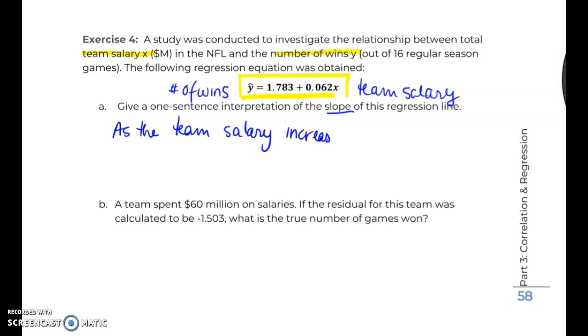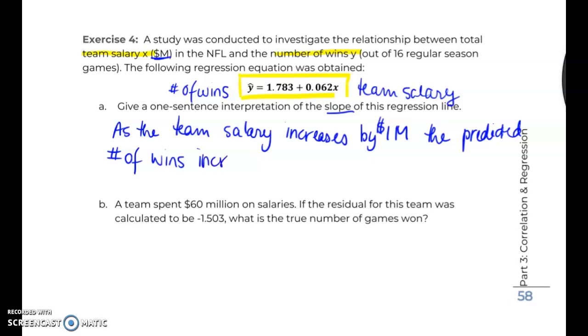increases by 1, and really 1 is by $1 million, because that's stated up here. We have our team salaries in millions. The predicted number of wins, or number of games won, increases by whatever our slope is, and that's 0.062 games. So that's our interpretation of the slope.